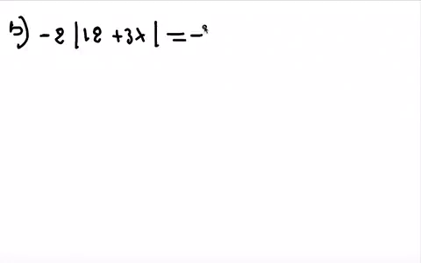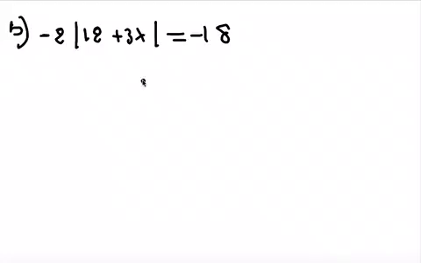Let's do another problem. Another equation problem also. Let's assume our second problem. Let's assume we have the absolute value of negative 2 times (12 plus 3x) absolute value is equal to negative 18.